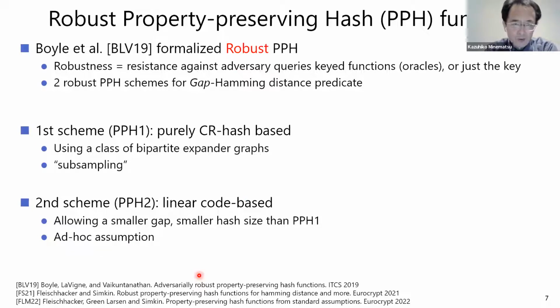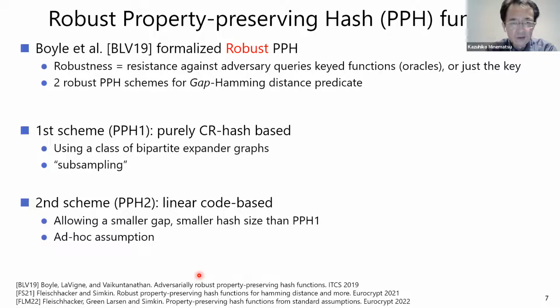So with this problem in mind, Boyle, LaVigne, and Vaikuntanathan proposed what is called a robust property preserving hash function. Here, robustness means resistance against an adversary who queries the keyed function, where the key is used internally as a component of the PPH, or even against an adversary who possesses the key.